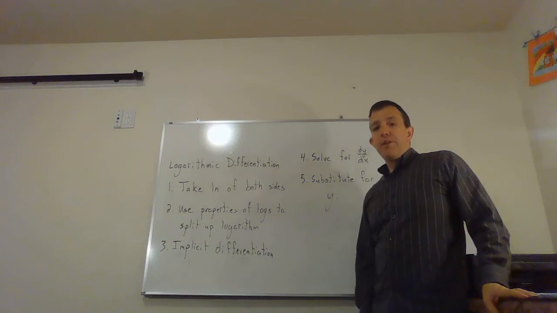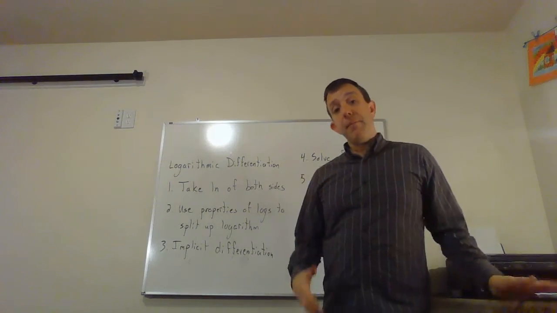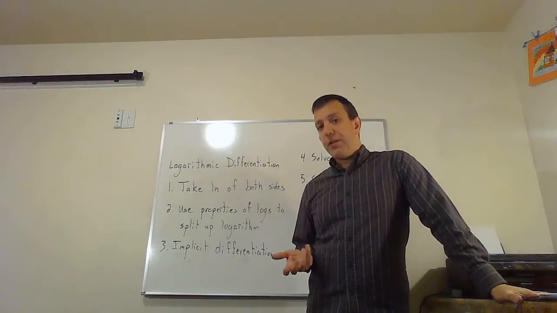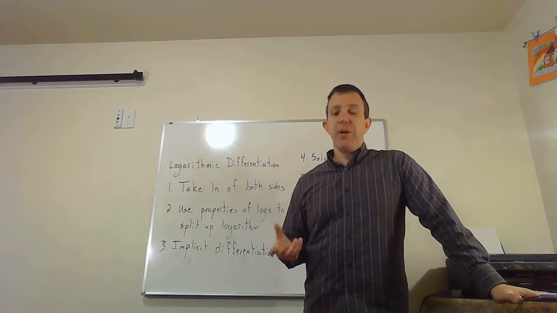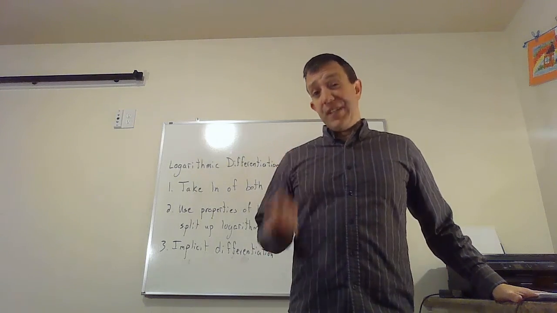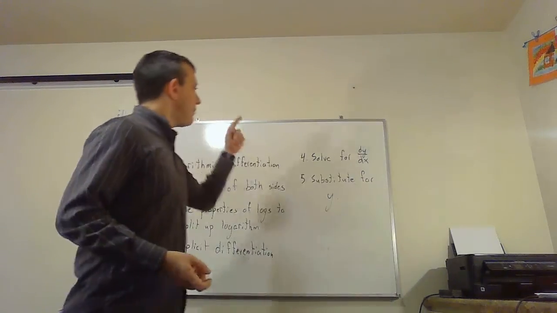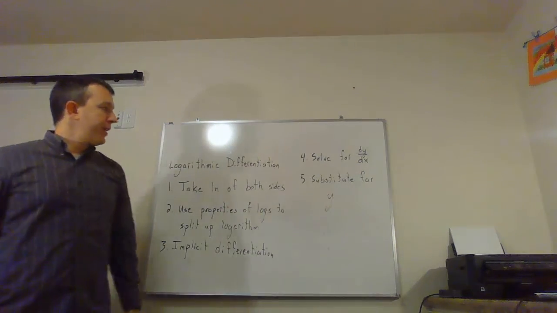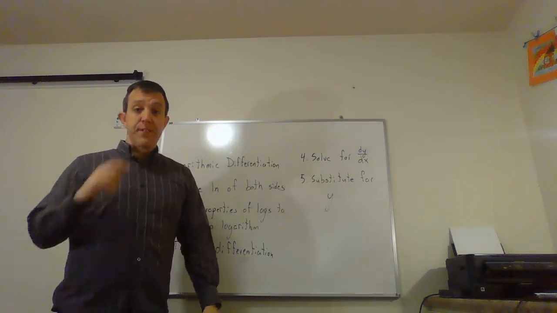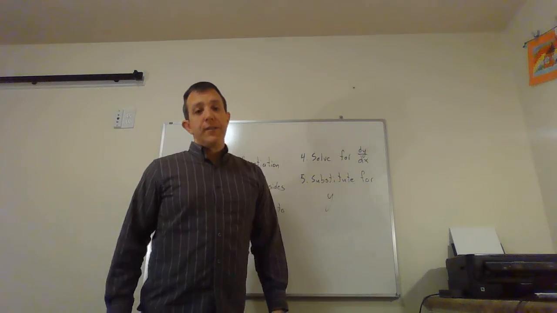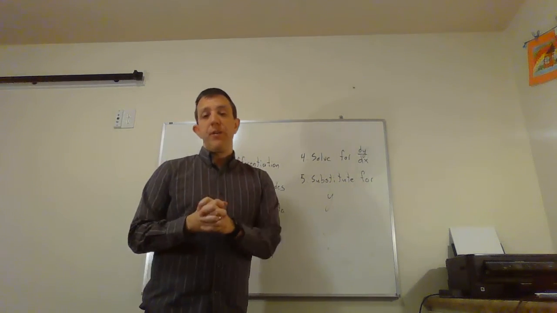At that point, we're going to do implicit differentiation. Remember, that's where you treat y as a function of x. And so anytime you have a y involved in your derivative, you have to get a dy dx. Step 4, solve for dy dx. And finally, step 5, substitute back in for y. And so we'll see what this looks like here as we go.